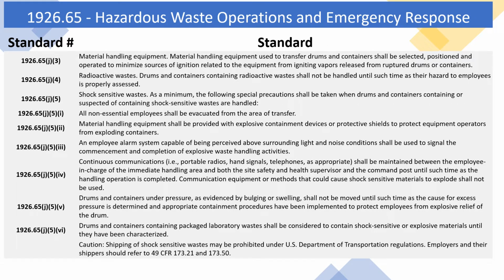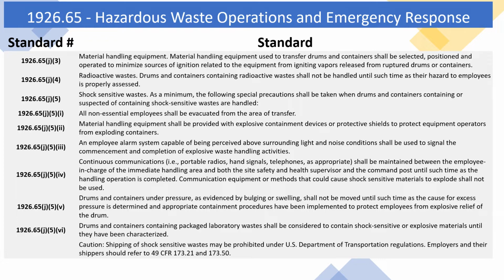1926.65 J3. Material handling equipment. Material handling equipment used to transfer drums and containers shall be selected, positioned, and operated to minimize sources of ignition related to the equipment from igniting vapors released from ruptured drums or containers. 1926.65 J4. Radioactive wastes. Drums and containers containing radioactive wastes shall not be handled until such time as their hazard to employees is properly assessed.